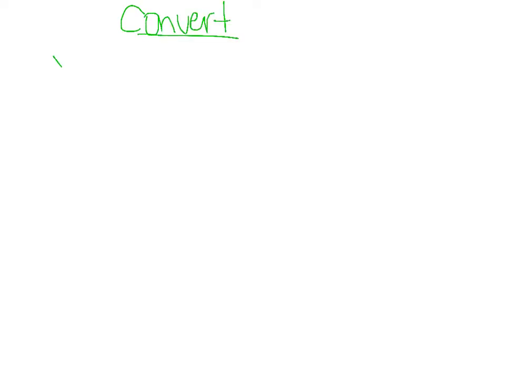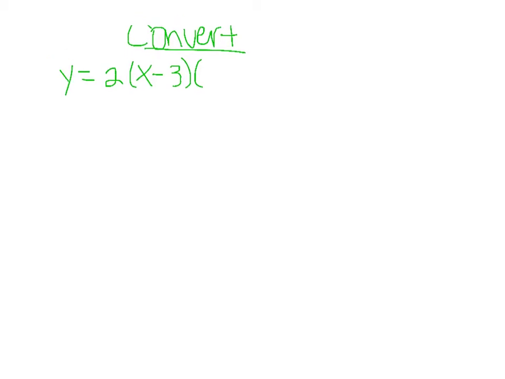If I give you the equation y equals 2 times x minus 3 times x plus 4, and we want to put this in standard form, that means we need to have ax squared plus bx plus c. This is intercept form, so we need to multiply this out to put it into standard form.